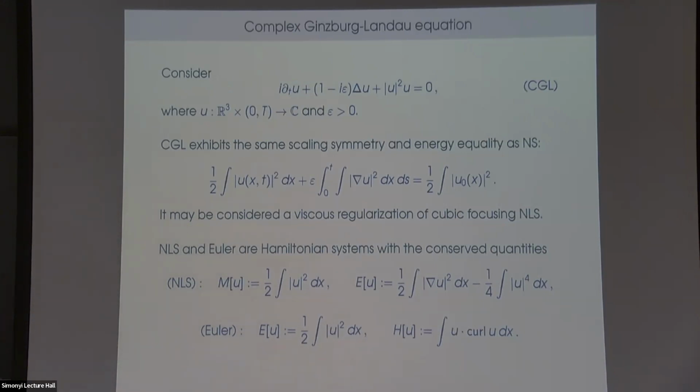You could also make some comparison between the inviscid systems, nonlinear Schrodinger and Euler. I don't know whether or not they're really surface-level comparisons, but let's make them. They're both Hamiltonian systems. They have these conserved quantities. NLS has the mass, which is a sign-definite quantity, and also the energy, which is a sign-indefinite quantity and lives at higher regularity. Euler also has the energy, which is a sign-definite quantity, and has the helicity, which is a sign-indefinite quantity, which also lives at higher regularity.